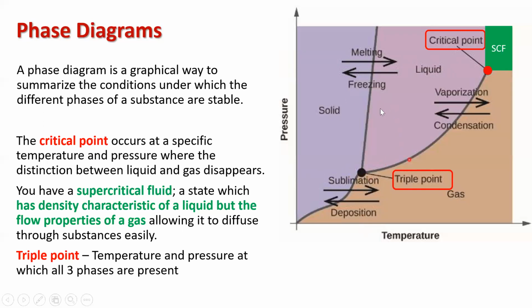Okay, so when we look at these kinds of graphs, they show pressure and temperature conditions for solids, liquids, and gases. Low temperatures and high pressures are solids. Low pressure and high temperature are gases. In between are liquids. And then the lines between the phases give us those phase changes.